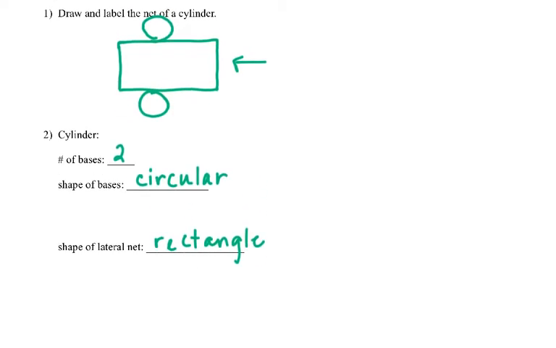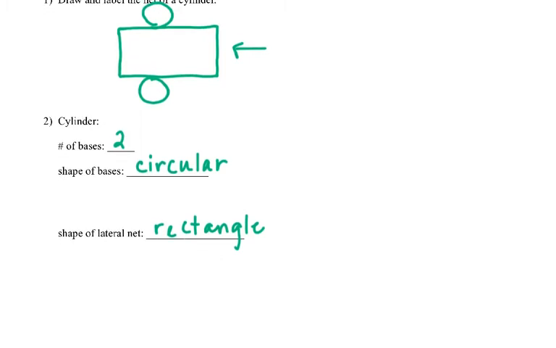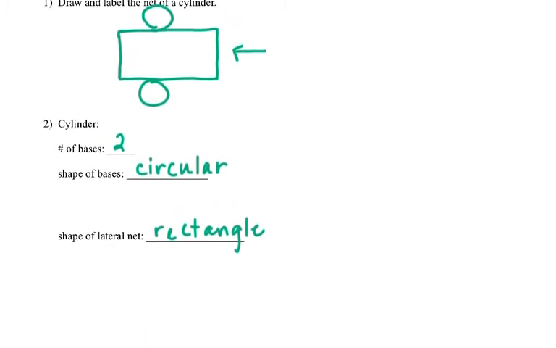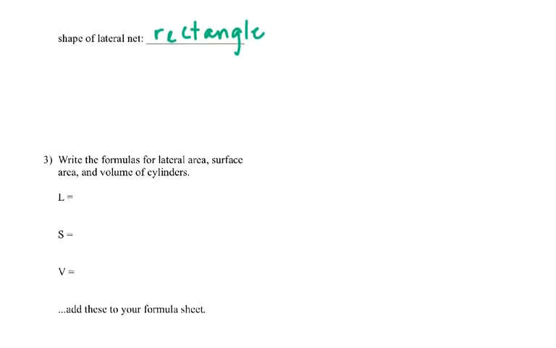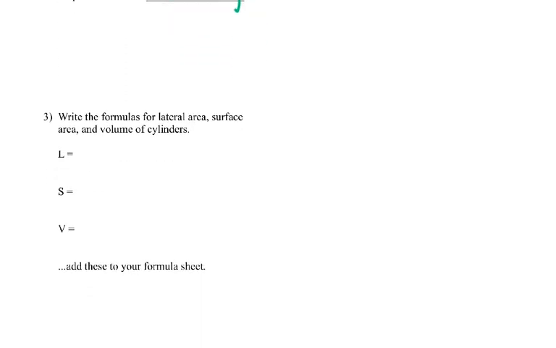So that net is going to help us come up with the formula for a cylinder. And really a cylinder is just a prism with two circular bases. So let's go back up and I'm going to redraw that net another time.